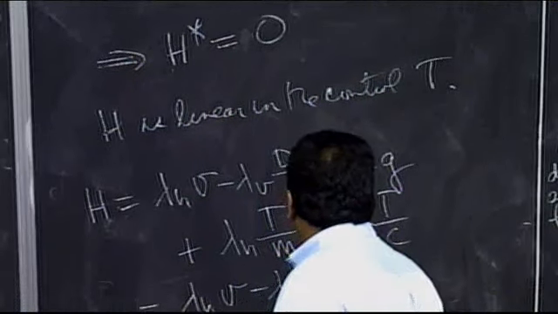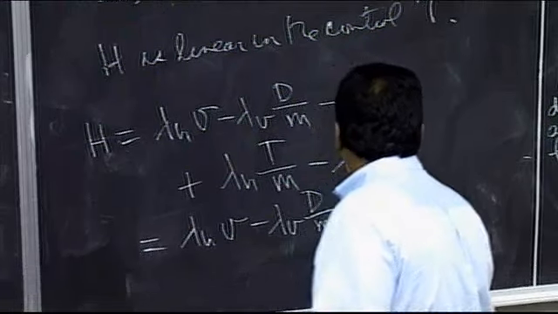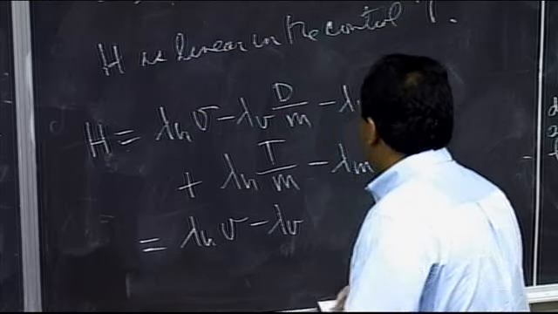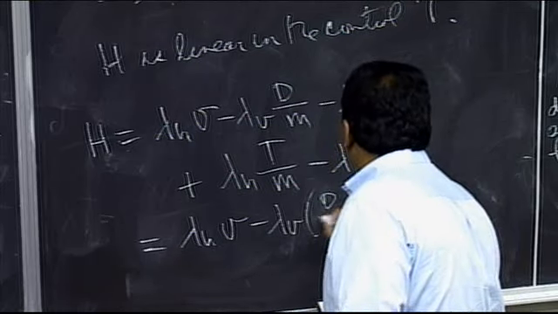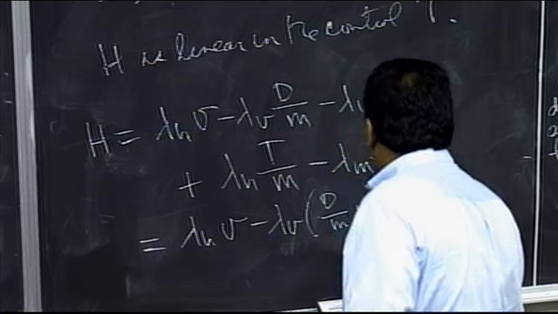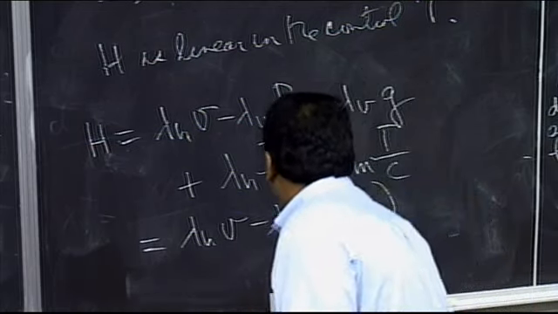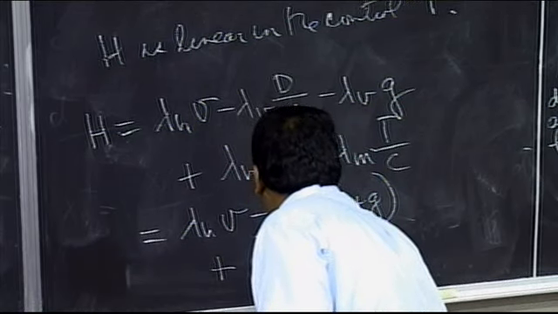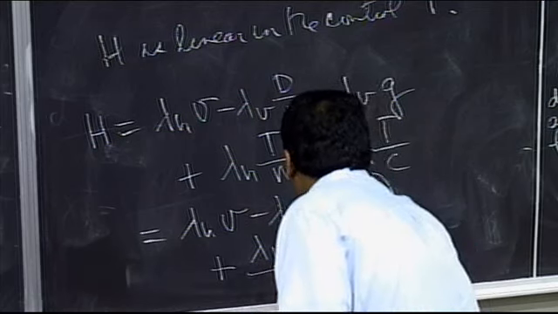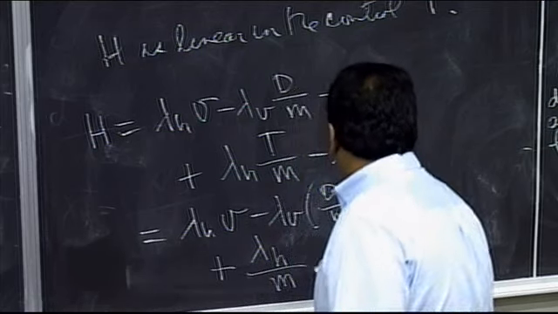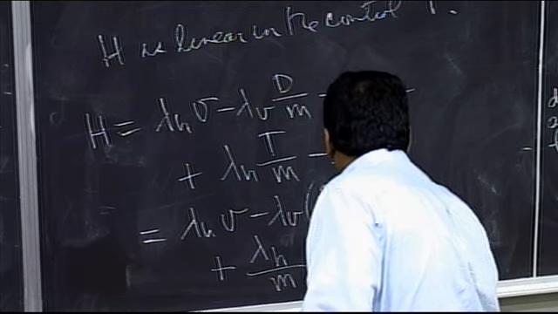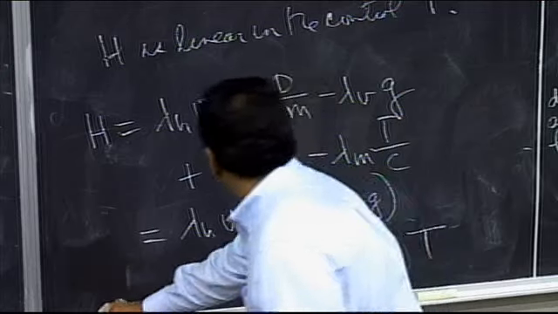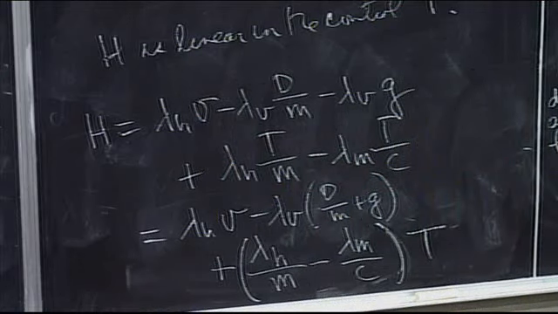which is equal to lambda sub H times V minus lambda sub V times D over M minus lambda sub V, well, put it all together. Lambda sub V times (D over M plus G). That's those terms. And then I've got plus lambda sub H over M minus lambda sub M over C, the whole thing times T, right? That okay with everybody?